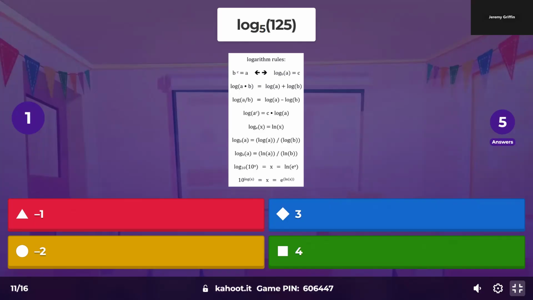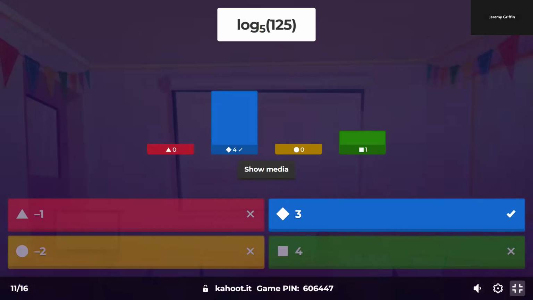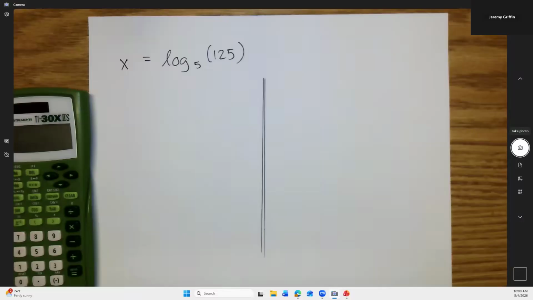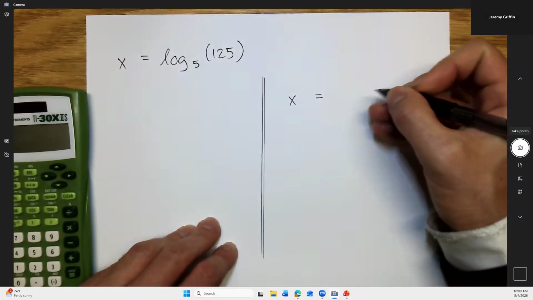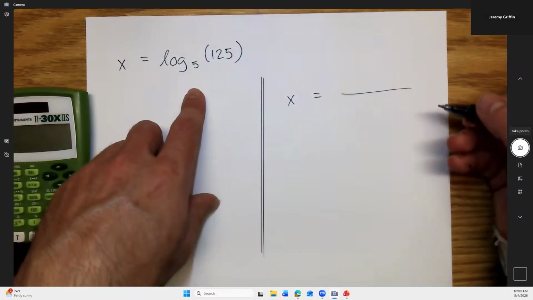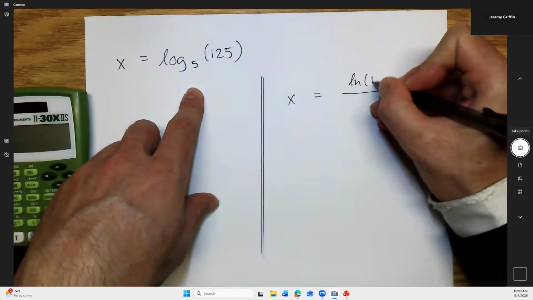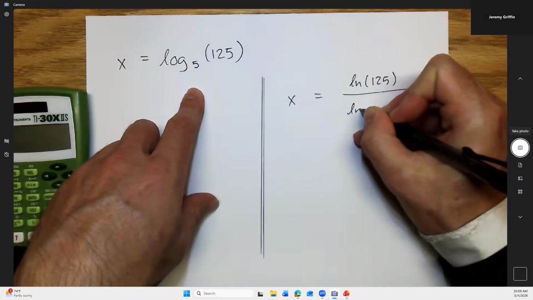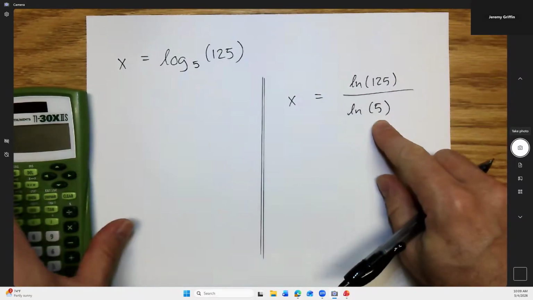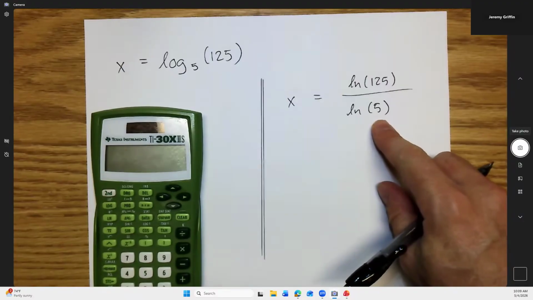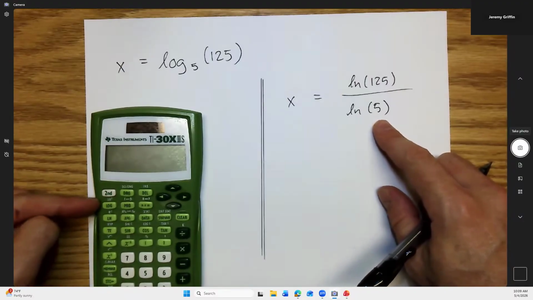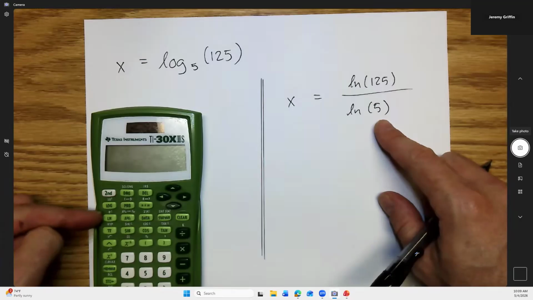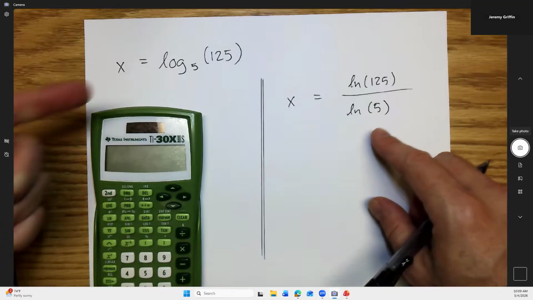Alright. Natural log is one way to do it. Actually, let's do that way first. So how do you do it with natural log? Natural log 125 over natural log of 5. Because your calculator only knows 2 log bases. Your calculator knows base 10, which is this key here, and base e or natural log, which is this key here. So how do you do base 5?